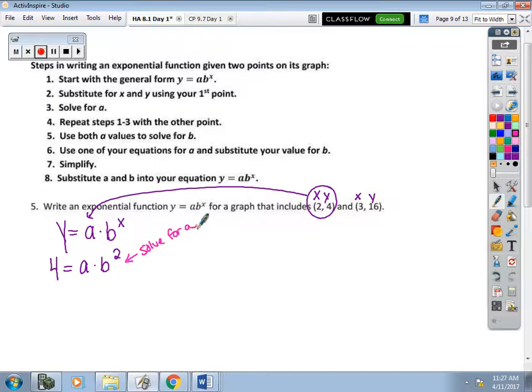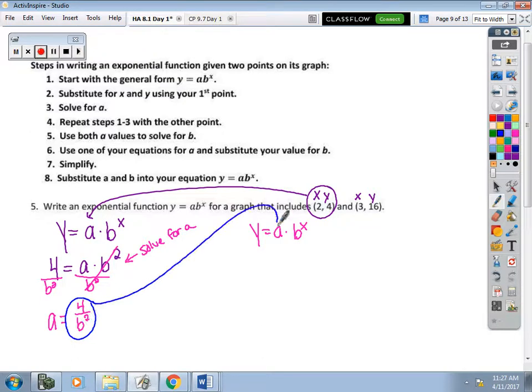So we'll undo multiplication of b squared with division of b squared. So I'll get a equals 4 divided by b squared. Now take and rewrite this equation again. Y equals a times b to the x. You're going to take this expression and replace it for a using like the substitution property. So I'll end up with y equals 4 divided by b squared times b to the x.